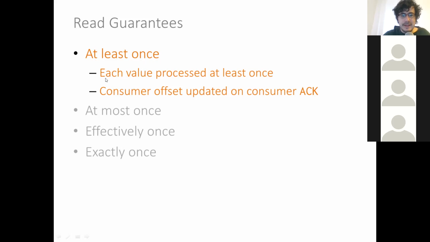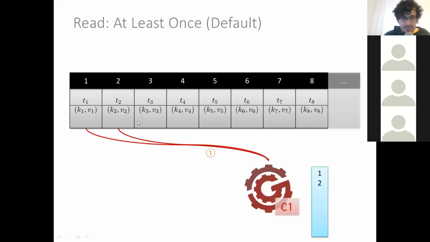So it guarantees that each value, each record will be processed by the consumer reading the entire ledger, the entire topic, at least once by that consumer. And the consumer offset is updated on the consumer acknowledgement. So the consumer will acknowledge and then the offset will be updated. So how does this work?